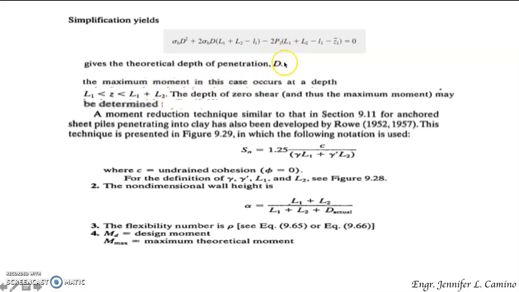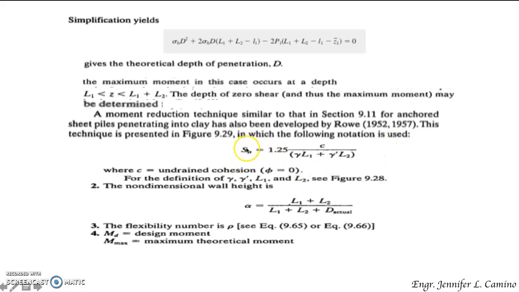So the maximum moment in this case occurs at a depth Z greater than L1 and less than L1 plus L2. In the depth of zero shear, we can have our maximum moment. So a moment reduction technique similar to that for anchored sheet pile penetrating into clay has been developed. Of course, it was discussed by Rowe. This technique is presented in the following notation.